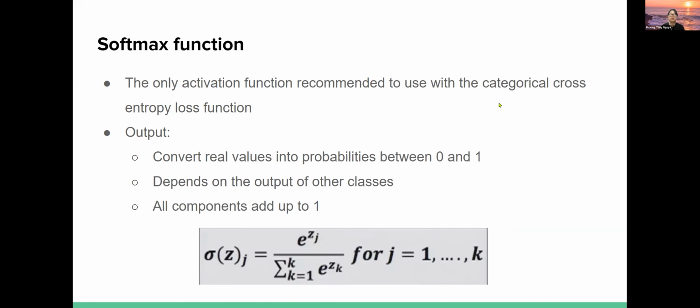The cross-entropy category loss uses a specific function called the softmax function, and it converts real values into probabilities between 0 and 1. The output of each class depends on the output of the other classes, and all of the components add up to 1. Here's a formula as well. And now we're going to go into an example so that you can better understand it.